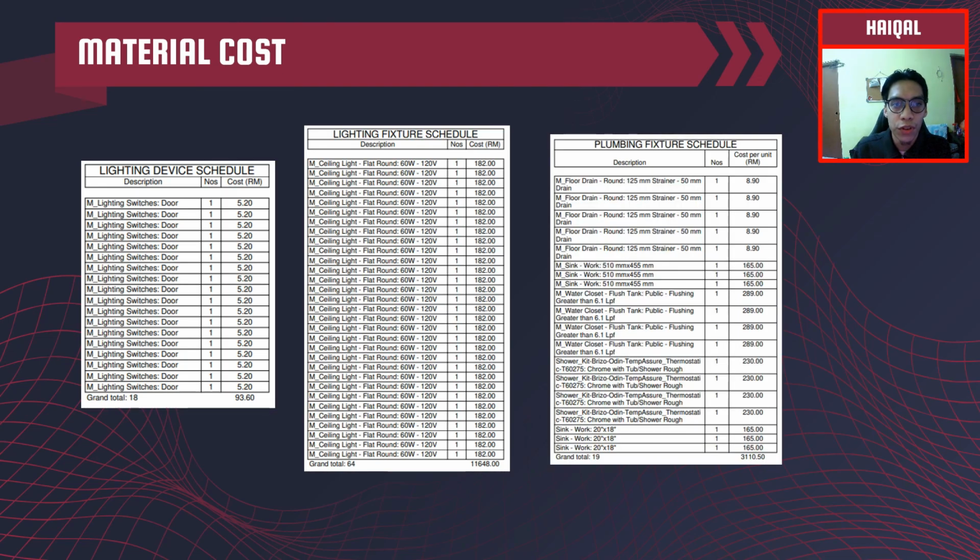Next, we go to the plumbing fixture. There are several types that are used. There are floor drain, water closet, sink and shower. The cost for the plumbing fixture is per unit and the total cost for the plumbing fixture is RM3,110.50.